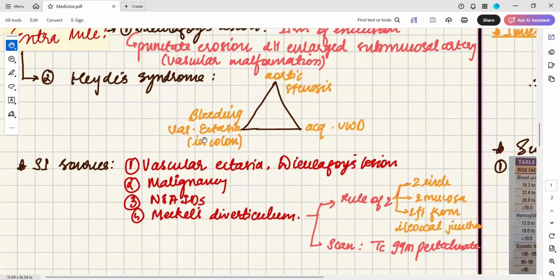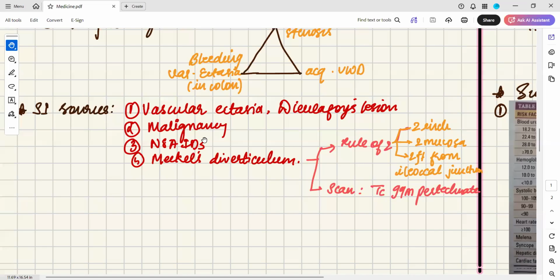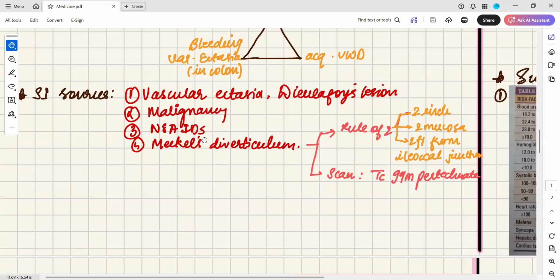The small intestinal sources are vascular ectasia, Delafoy's lesion, malignancy, NSAIDs, and one which is very important is Meckel's diverticulum. It presents with the rule of two. It is 2 inches long, it involves two mucosas, and it is 2 feet from the ileocecal junction. In the scan, we use technetium-99m pertechnetate to see this Meckel's diverticulum.